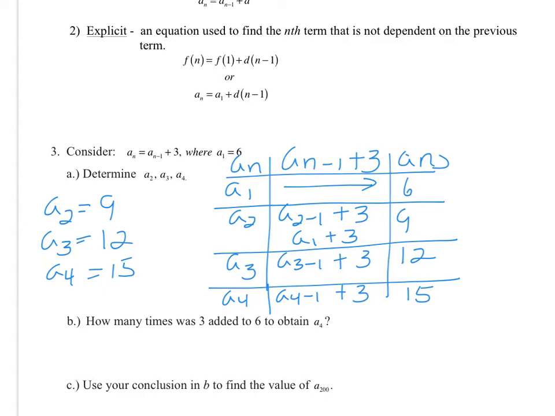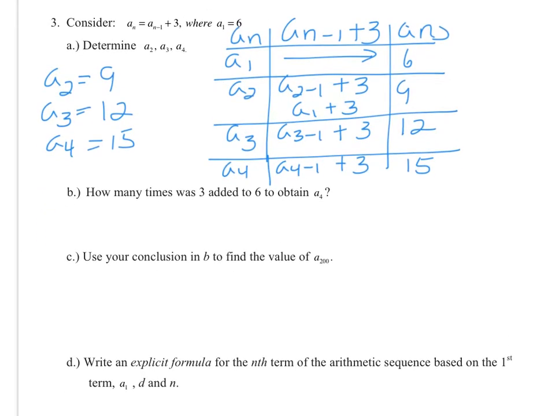Okay, with that being said, let's answer a couple questions about this. How many times was 3 added to 6 to get a sub 4? Well, let's take a look at this. How many times did I add 3 to 6 to get a sub 4, which was 15? I added 3 once to get the 9, twice to get the 12, 3 times to get the 15. So 3 was added 3 times to equal a sub 4.